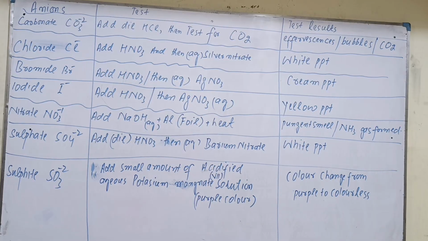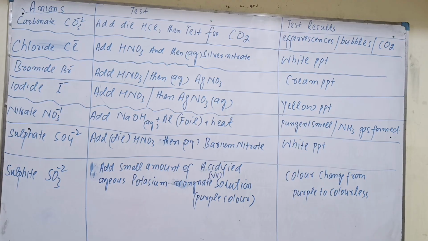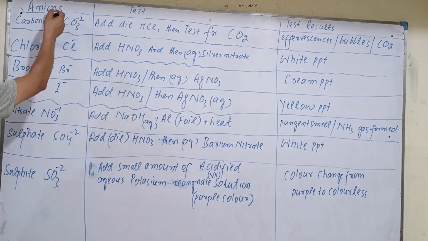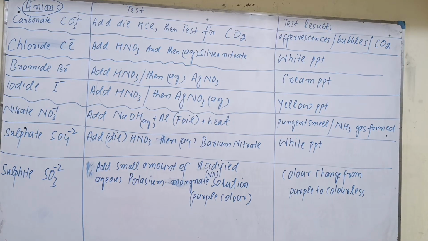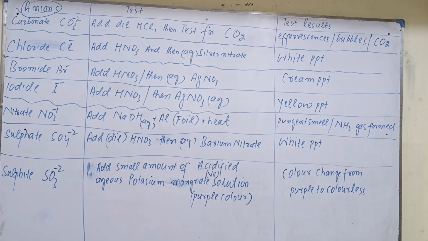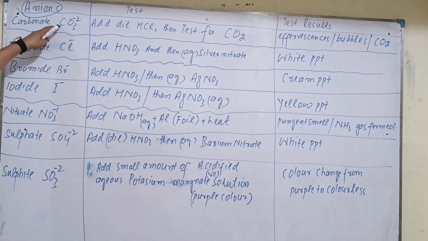In this video we are going to discuss the test for anions. You know, anions are negatively charged ions. Now the common anions in your syllabus, first is carbonate. We have discussed the reactions of carbonate with acids.